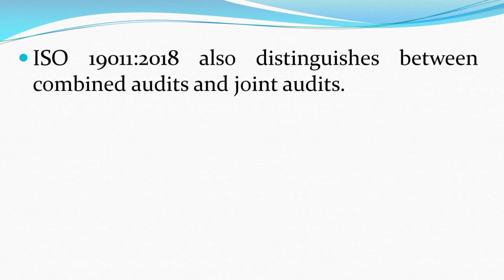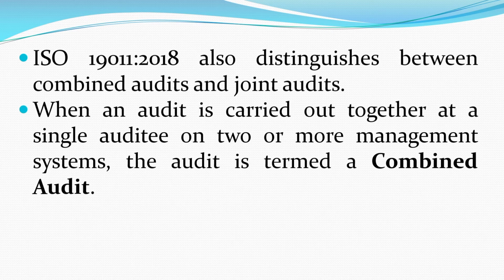Furthermore, ISO 19011:2018 also distinguishes between combined audits and joint audits. Now, what is a combined audit? When an audit is carried out together at a single auditee on two or more management systems, the audit is termed a combined audit.